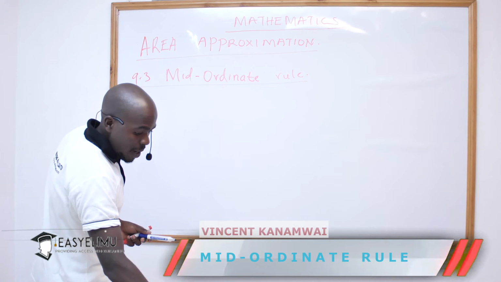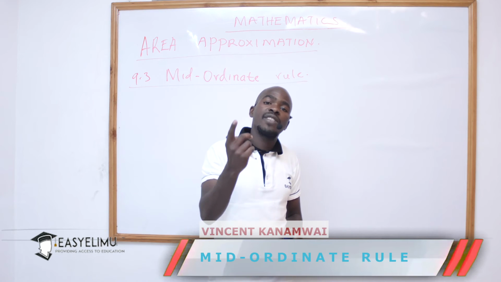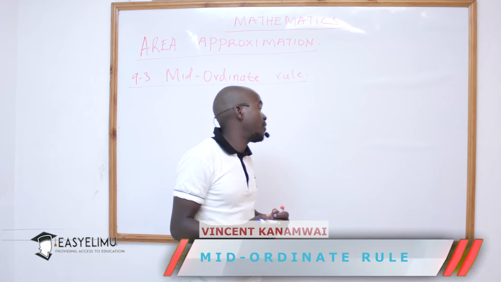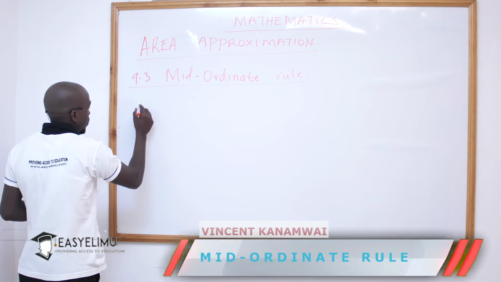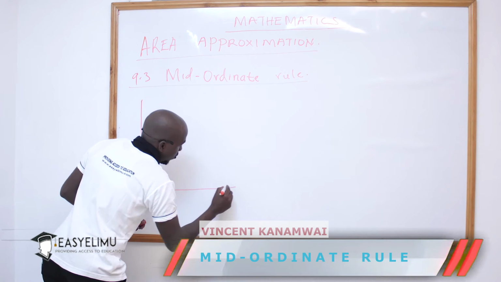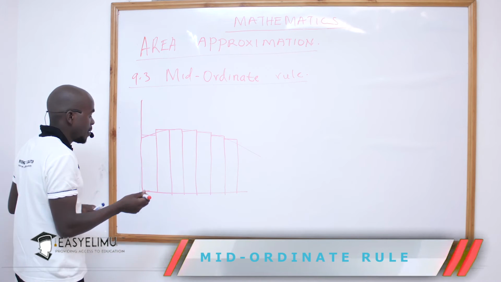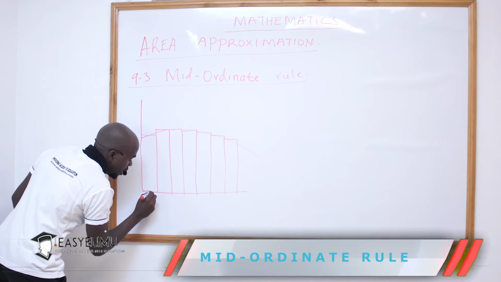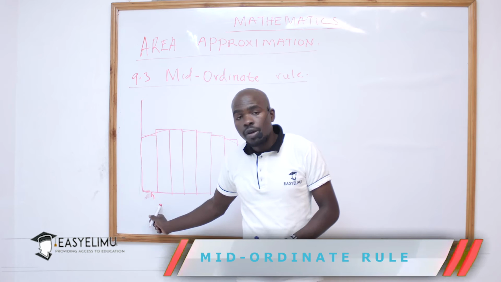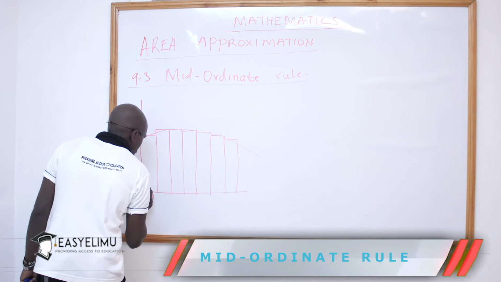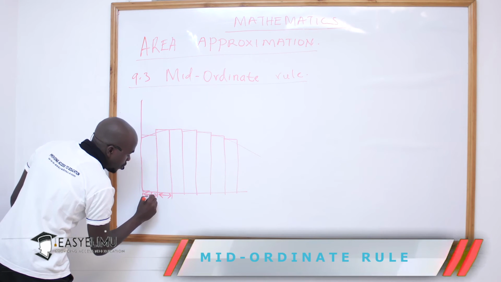For instance, if we have been given an area, let's take an area as this part. You divide it into strips with the same width, let's say this one is h. You divide it with the same length. The length from this point to the other should always be equal, as it was in the trapezium rule.